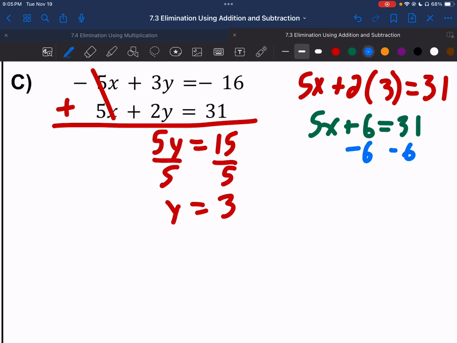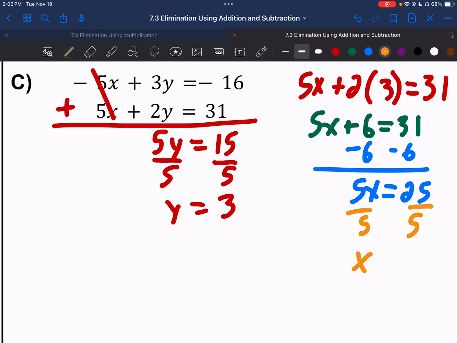Subtract 6 from both sides. 5x is equal to 25. And we go ahead and divide by 5. X is equal to 5. So my ordered pair would be 5, 3.